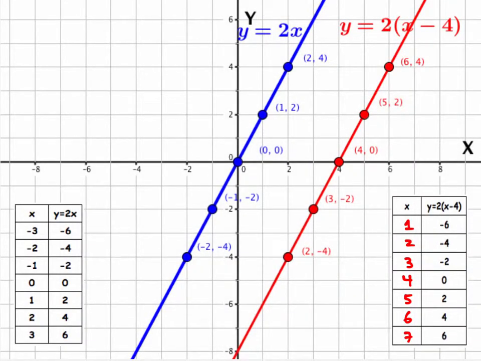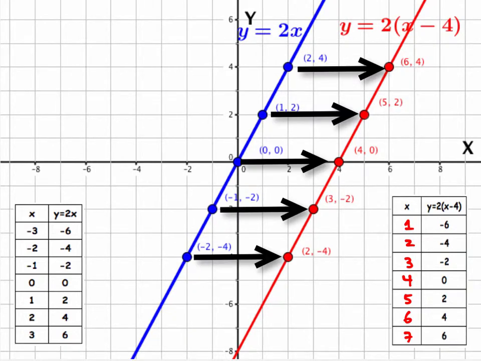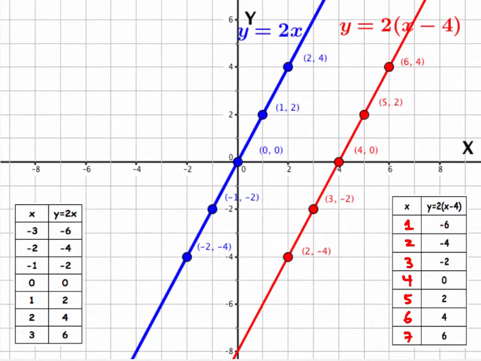Alright, so it appears that our new graph looks exactly the same as our old graph did, but shifted exactly 4 units to the right. Now we've definitely seen this before, but I want to take some time to delve deeper into the ordered pairs and how they've changed as a result of changing our equation and replacing the x with an x minus 4.